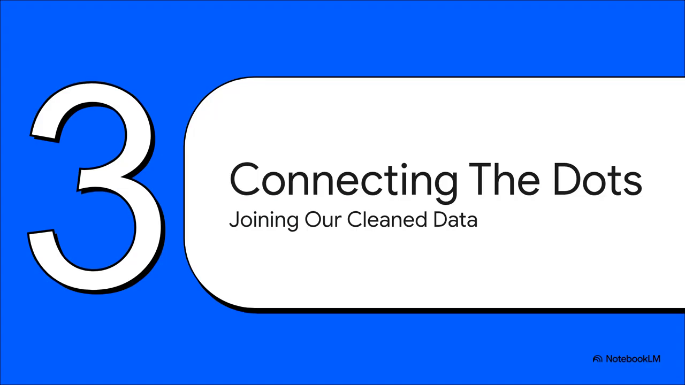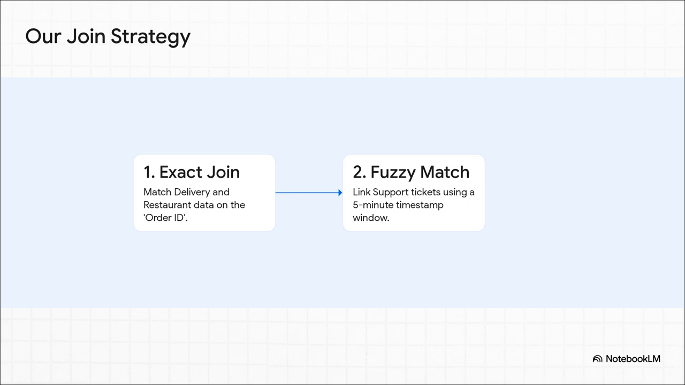Okay, with our clues all cleaned up and prepped, it is finally time for the main event, connecting the dots. This is where we fire up our tools, SQL, Power Query, Python, whatever you use, and we merge those separate sources into one beautiful master file. Our strategy is a 2-parter. First, an exact join. The delivery and restaurant data both have that clean order ID, so we can link them together perfectly. But our support tickets don't have an order ID.